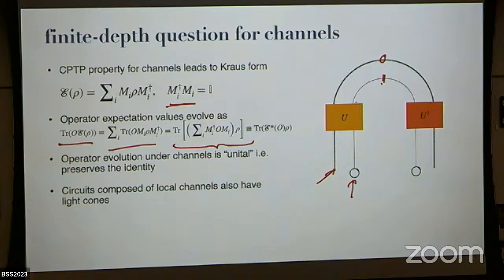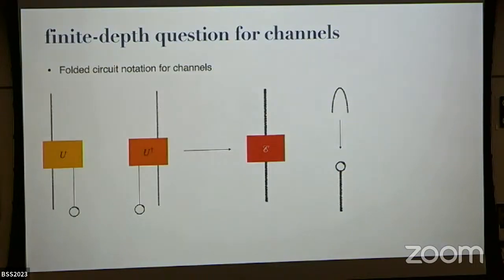To draw light cones for channels, it's helpful to introduce this notation, which is fairly common nowadays in the quantum information community. In my original notation, I had evolution with lines coming out of there and getting traced like that. I seem to have deleted my lines, and I don't know what happened to my trace, but that's just it there.